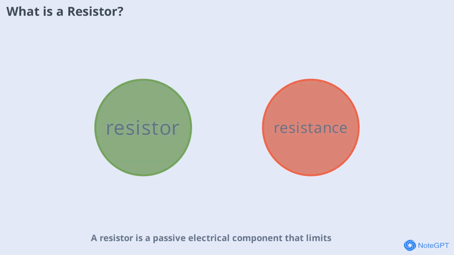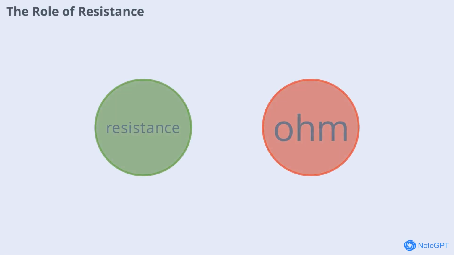A resistor is a passive electrical component that limits or regulates the flow of electrical current in a circuit. It's one of the most fundamental building blocks in electronics. By providing resistance, it helps control voltage and current to protect sensitive components and ensure circuits function as intended. Resistors come in various shapes and sizes, but their core function remains the same: to oppose the flow of electric current.